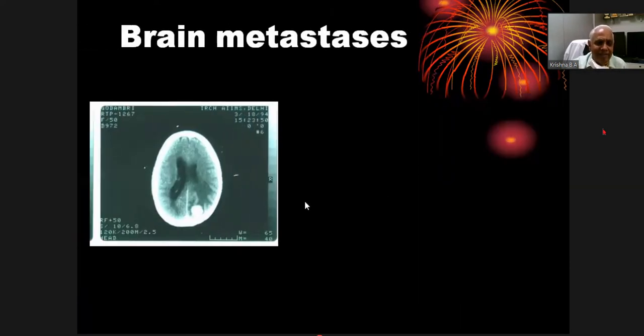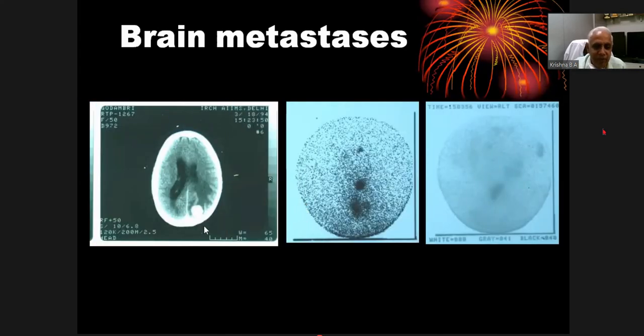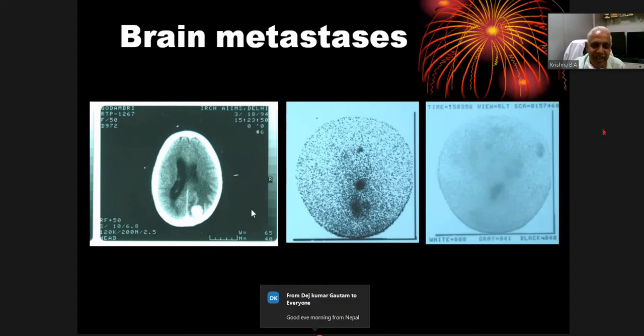Now, brain metastasis. This is one area where we are very worried. If you see, this metastasis here has a concentration of radioiodine. Along with it, there are 2 other areas of metastasis.